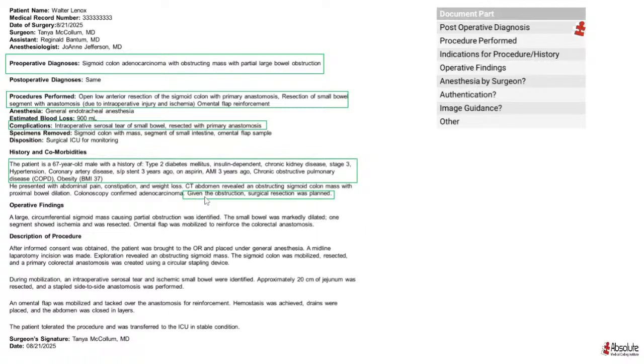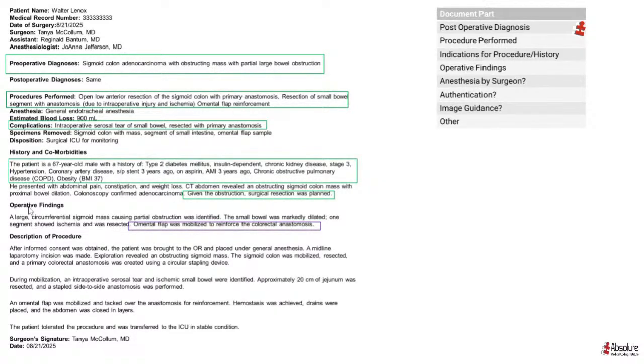And I'm making note of this. This is significant. It says, given the obstruction, the surgical resection was planned. So the obstruction is the reason that they had this procedure. Just saying, but it is not going to be my first listed.